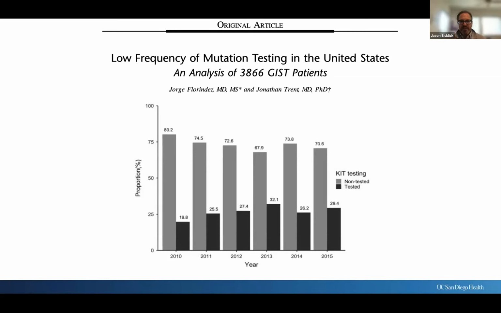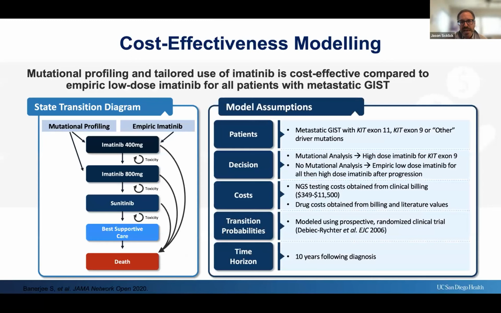And I know Life Raft has had a very strong campaign over the years to advocate for doing genetic testing in patients. We certainly advocate for it in our practice, and it's now part of the NCCN, or National Comprehensive Cancer Network, guidelines that all patients with GIST should receive genetic testing when considered to be appropriate in decision making for treatment. And we took it a step further.